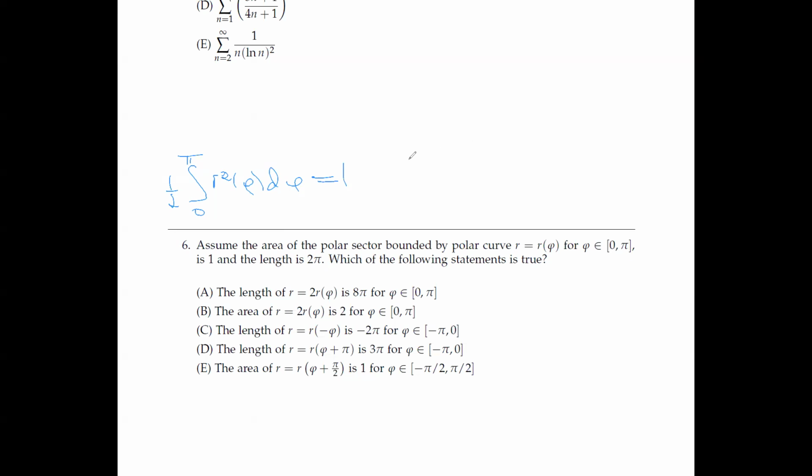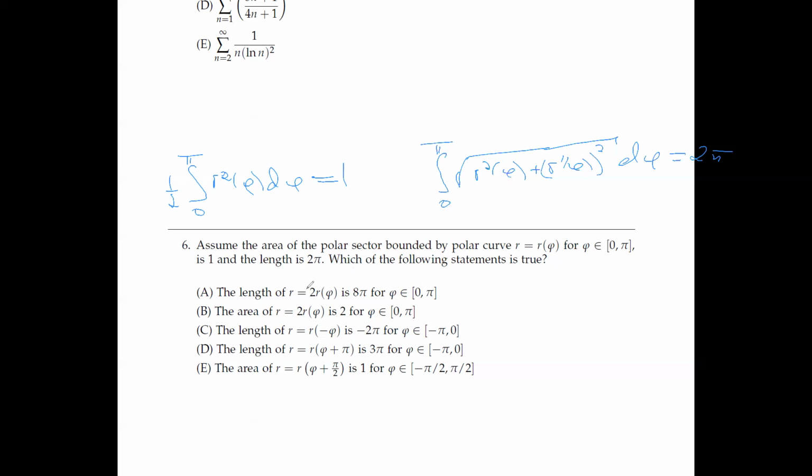What is the formula for the length of a polar curve? Integral from 0 to pi of the square root of r squared phi plus r prime phi squared, d phi, equals 2 pi. Okay. Which of the following statements is true?